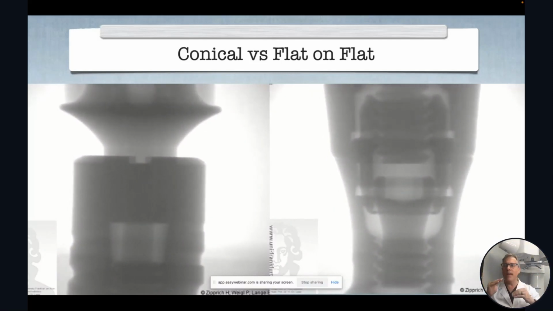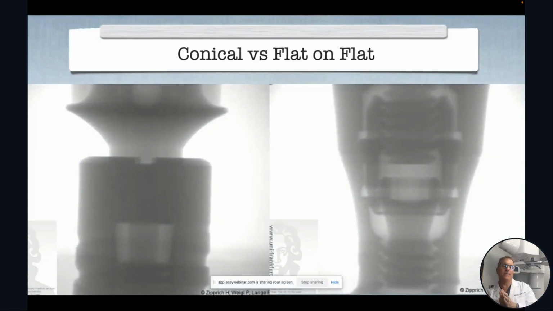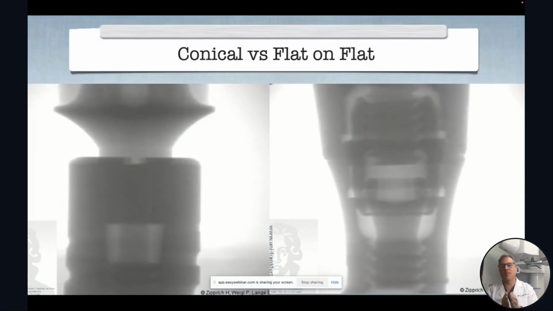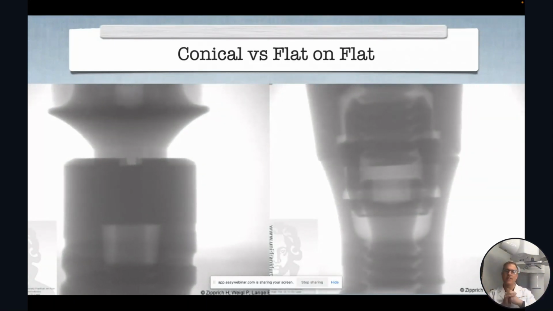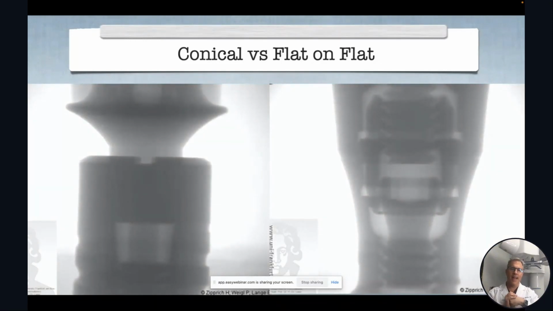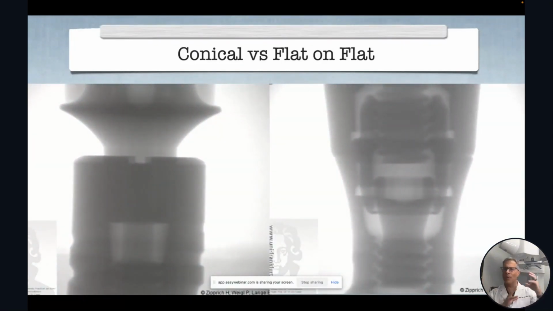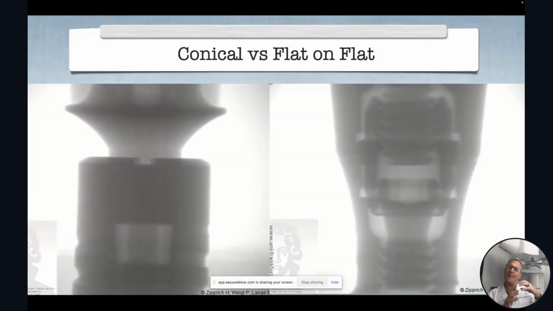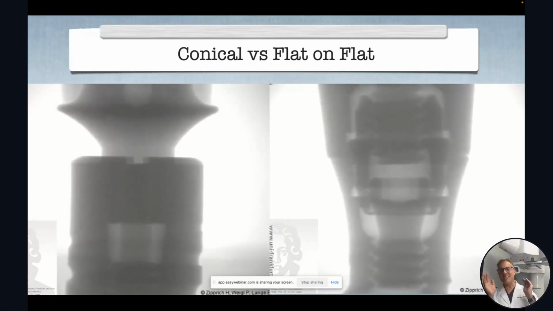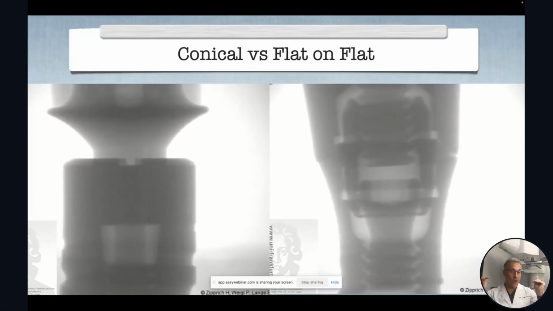There's this pocket opening up between the abutment and the implant, and that is just forcing saliva into the internal connection of the implant. And if you've ever unscrewed an old abutment on a flat-on-flat, it is stinky. And it's stinky because of that lateral movement.